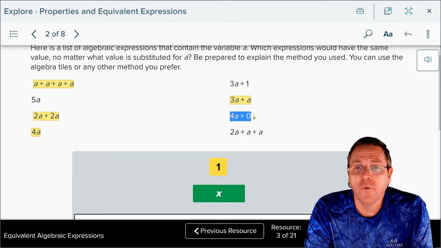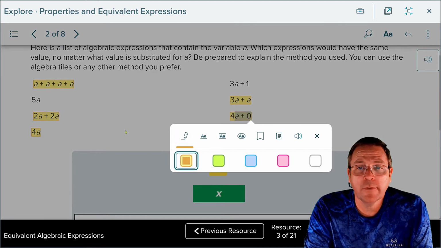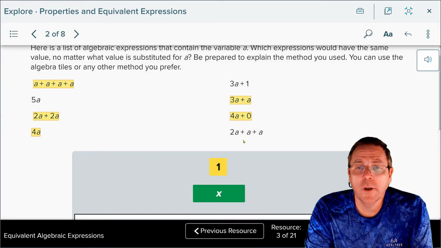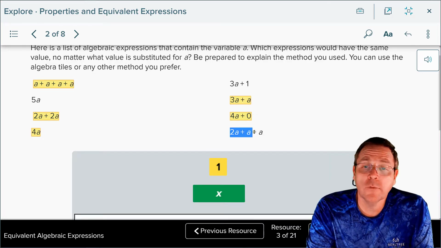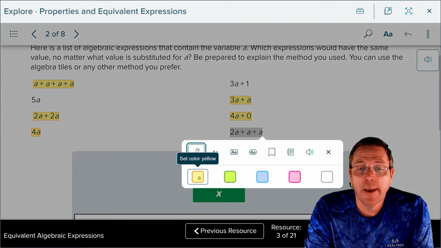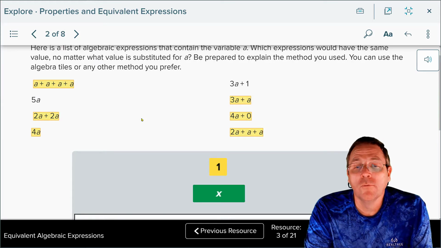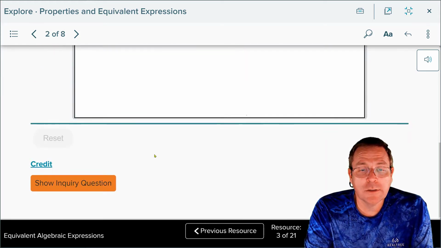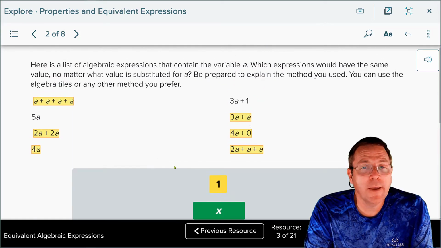I've got 4a's plus 0. That's going to equal 4a's as well. And I've got 2a's plus 1a plus 1a again. That and 2a would equal 4a's. Now I'm not going to waste time using algebra tiles on that. I think it's pretty clear how each of those add up.